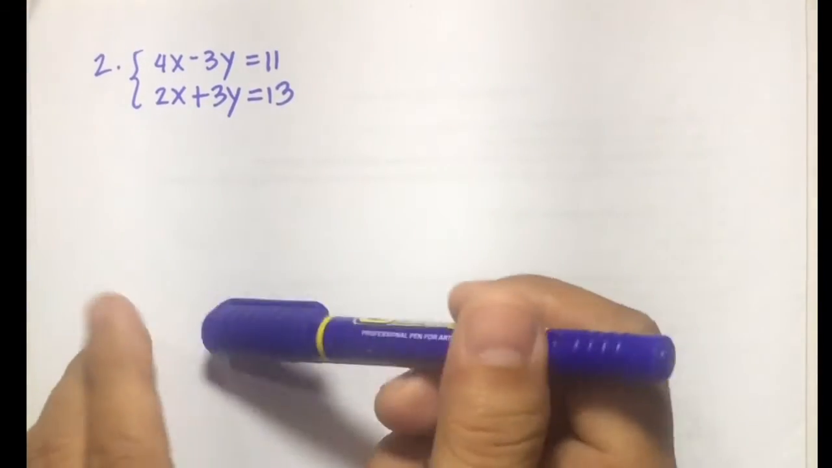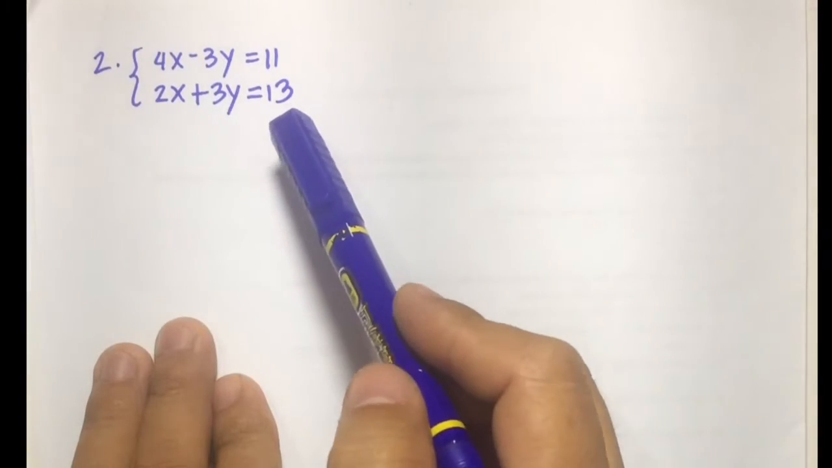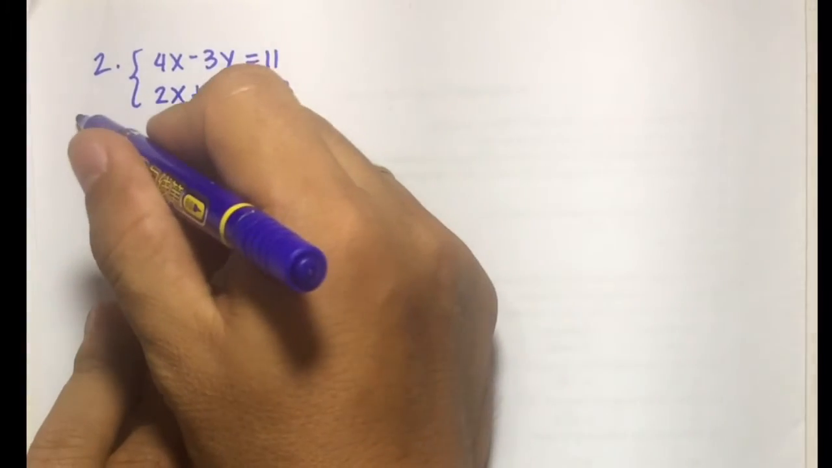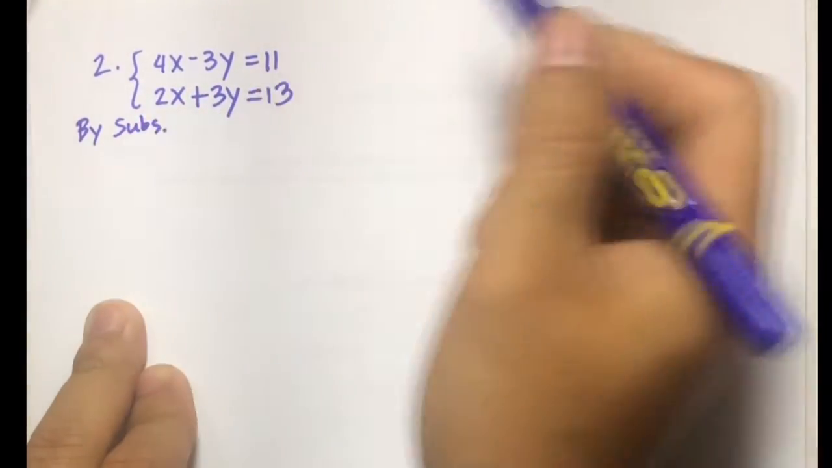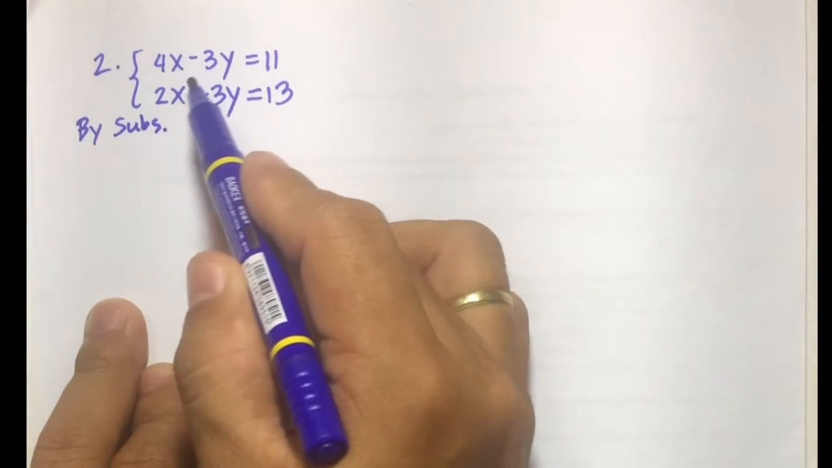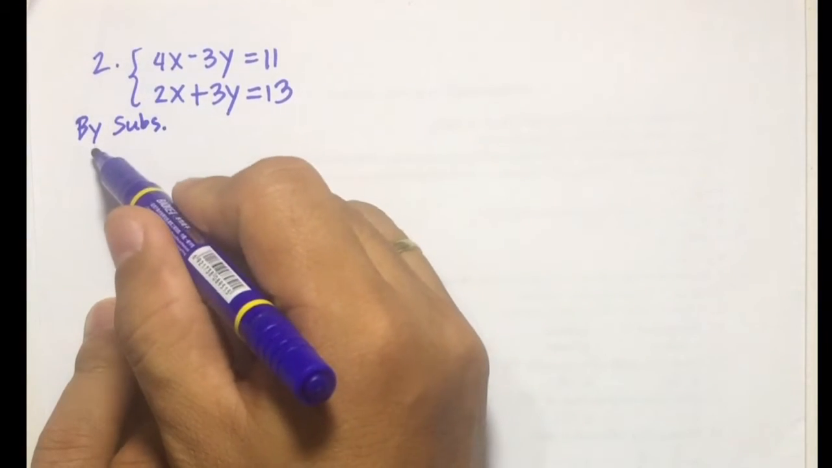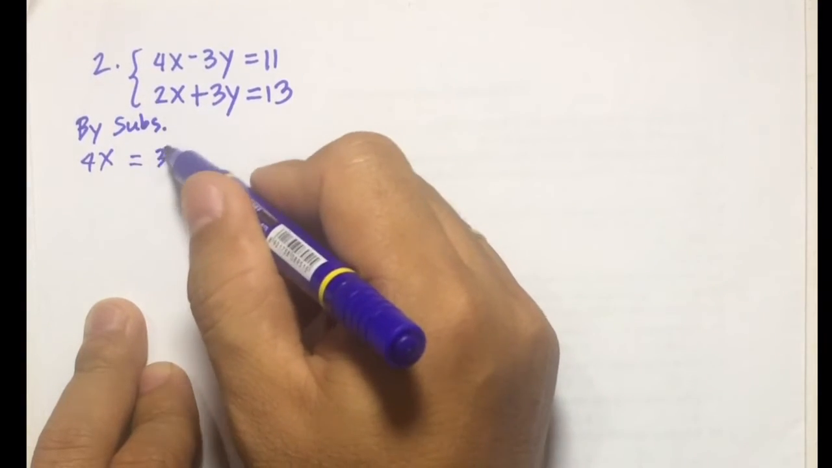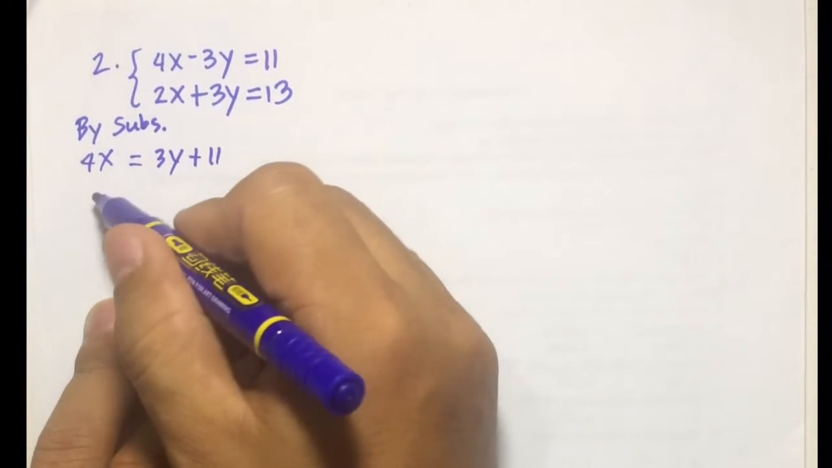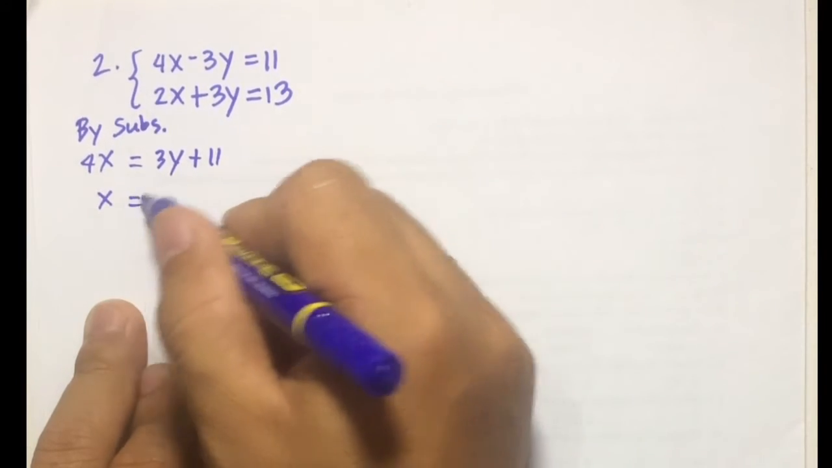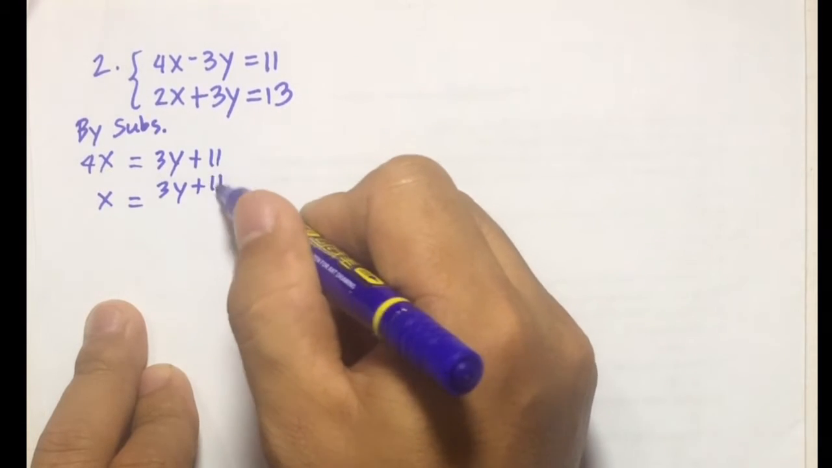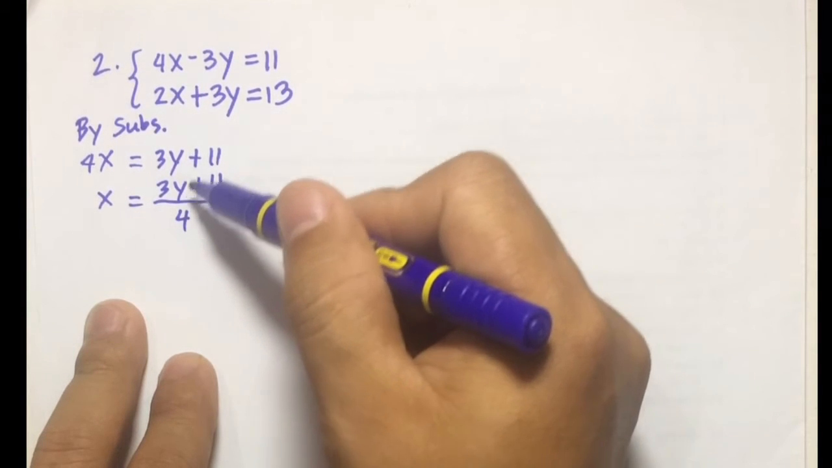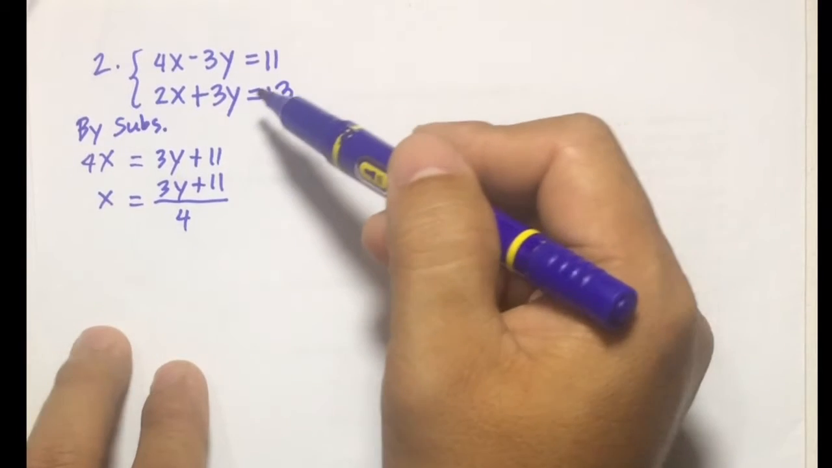Example number 2, we have here the system 4x minus 3y equals 11 and 2x plus 3y equals 13. So let's do it first by substitution. Here, we can express equation 1 in terms of x. So you can have equation 1 as 4x equals 3y plus 11. Then dividing both sides by 4, x here will be equal to 3y plus 11 divided by 4. So this will be the value of x that you're going to substitute into equation number 2.